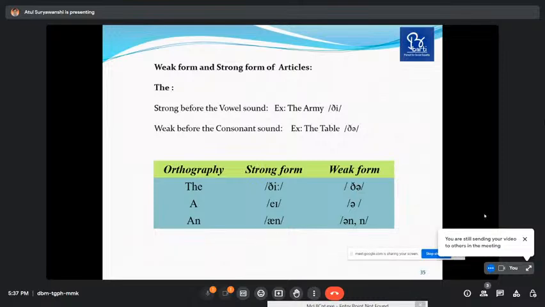Now see the orthography, the spelling. The strong form of "the" that I denoted is "thee"; its weak form is "the". The next word is a: the strong form is "ay" and the weak form is "a". Next is an: the weak form is "an" or "n". So these are certain strong forms and weak forms in English. We should try to remember this.